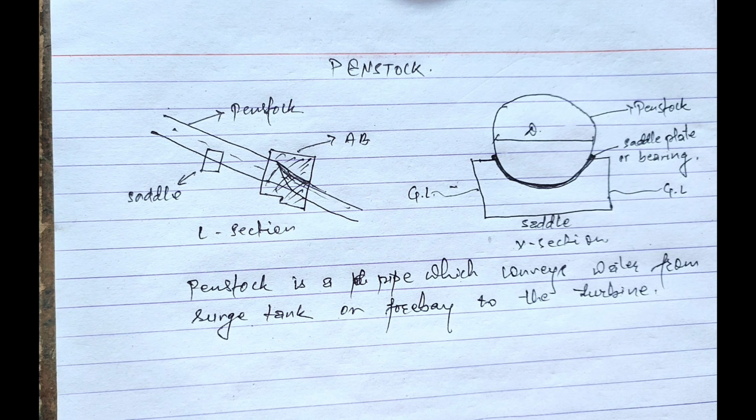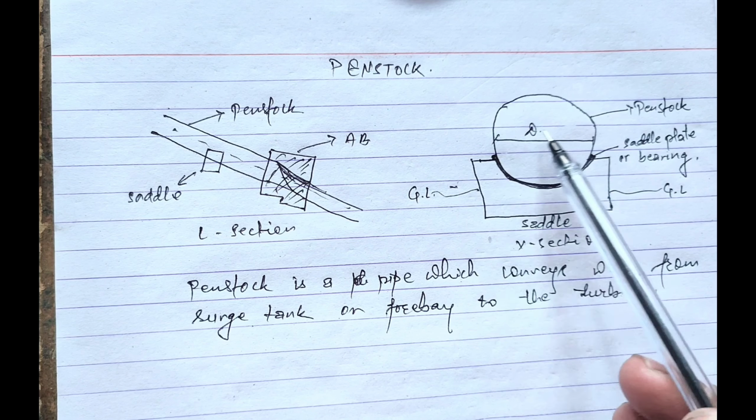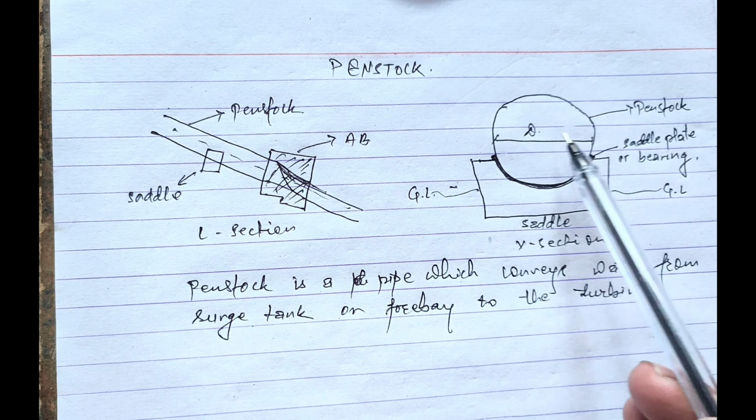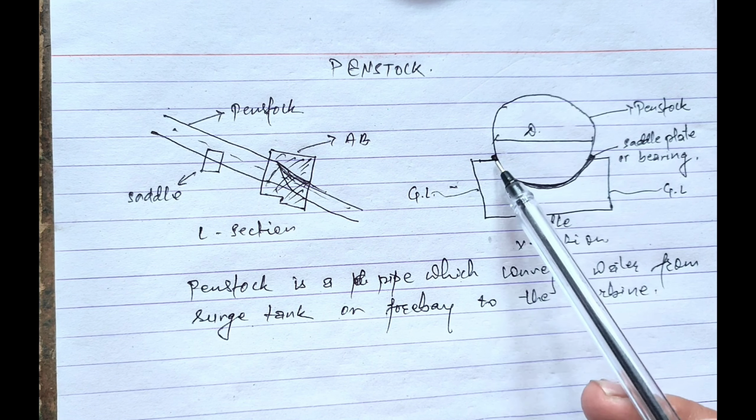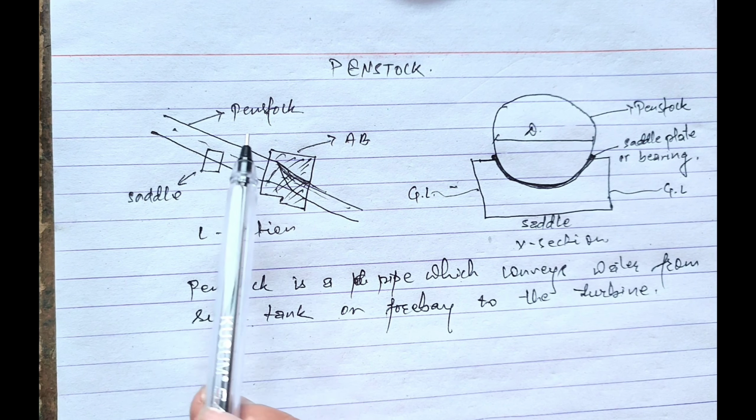Today we are going to talk about the penstock. Here we have shown a penstock in a cross section. This is the pipe, and this one is its diameter, and this pipe is supported by a saddle support from the ground level. And this is the L section of the penstock.